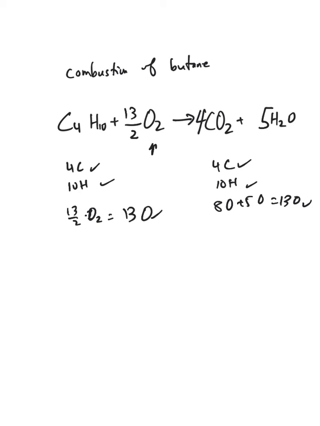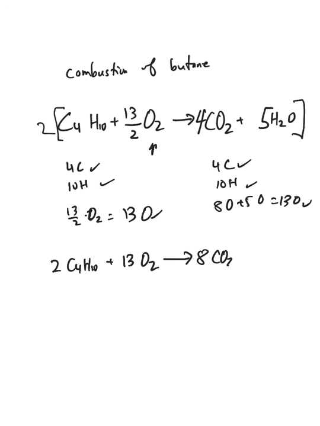If you don't like the half, and a lot of times you won't see a half as part of a coefficient in a chemical equation, you can multiply everything in the reaction by 2. So now I've got 2 C4H10 plus 13 O2, because 13 halves times 2 just gives me 13, reacts to make 8 CO2 plus 10 H2O.